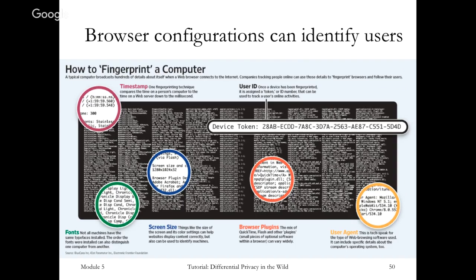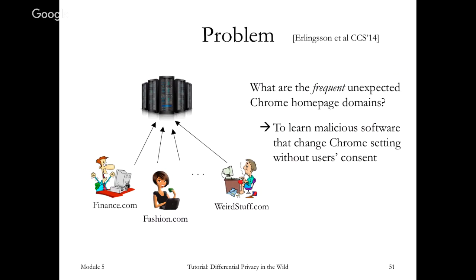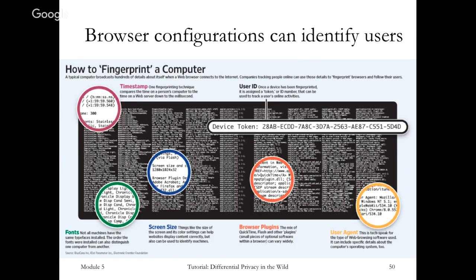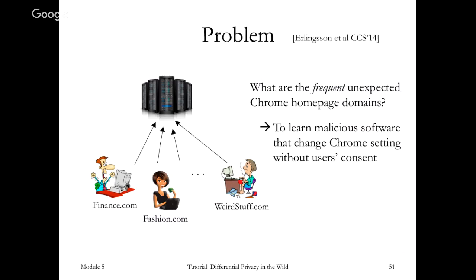And if you have such a unique browser fingerprint, then you don't need cookies, you don't need anything. You can just use the browser fingerprint to uniquely identify you and track your browser history. So it's very sensitive information that users don't want to give up. And in fact, Google doesn't want to keep this information either, which I'll come to in a few slides. So the problem these guys are trying to solve is that you want to learn patterns of changes in browser characteristics, for example, what are frequent unexpected Chrome homepage domains, while guaranteeing the privacy of each individual, right?